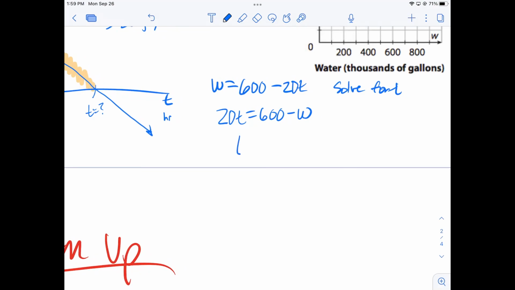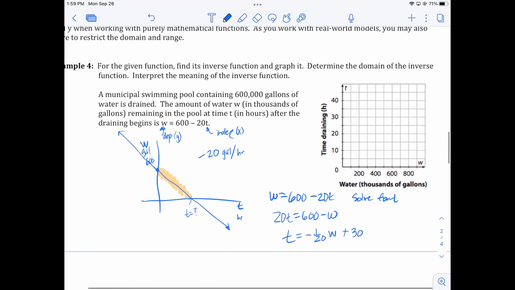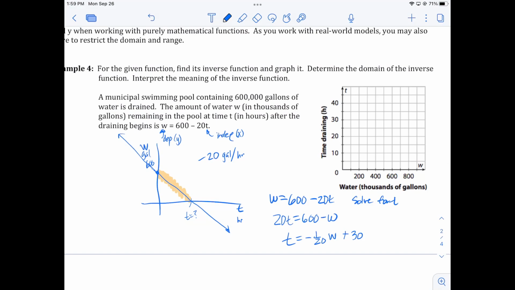Now we'll divide through by 20. I'm going to put it in slope-intercept form. So multiplying through by 1 over 20, or dividing by 20, I get negative 1/20th W plus, and 600 divided by 20 gives me 30. So all I'm doing is solving for the other variable. We don't typically do this. Again, this is like measuring how many gallons have leaked out and then going to check the clock.